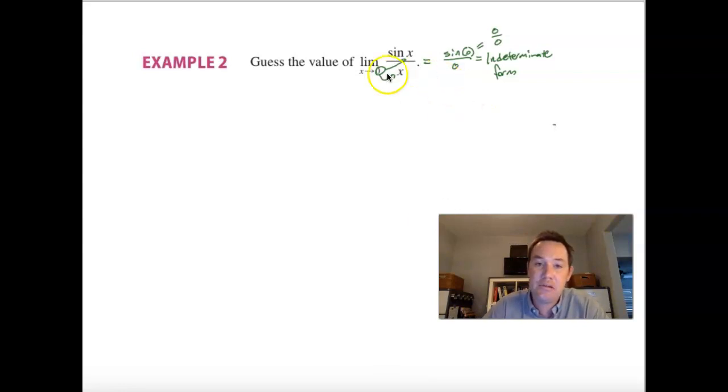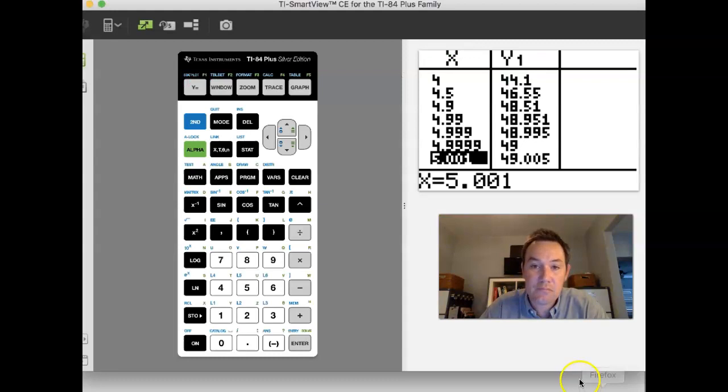And so what we can do is look at our graphing calculator. All right, so let's go to y equals.